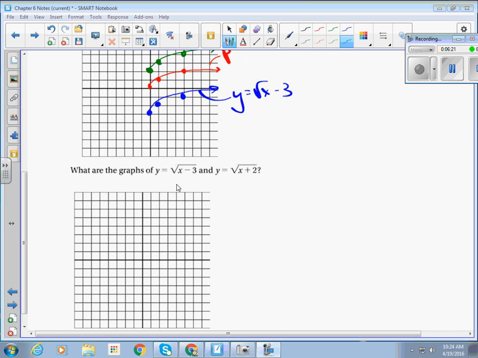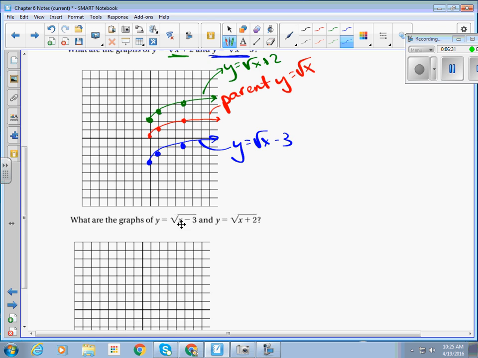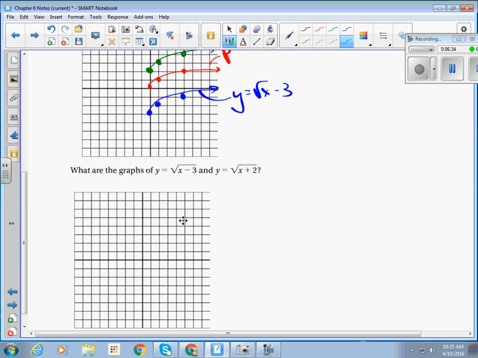Now we're going to do a couple of horizontal shifts. Please note, the vertical shifts are outside the root. Horizontal shifts are inside the root, and they go opposite of whatever sign is inside the root. So let me put my parent function down. We'll put him in red again. So here's our parent function.